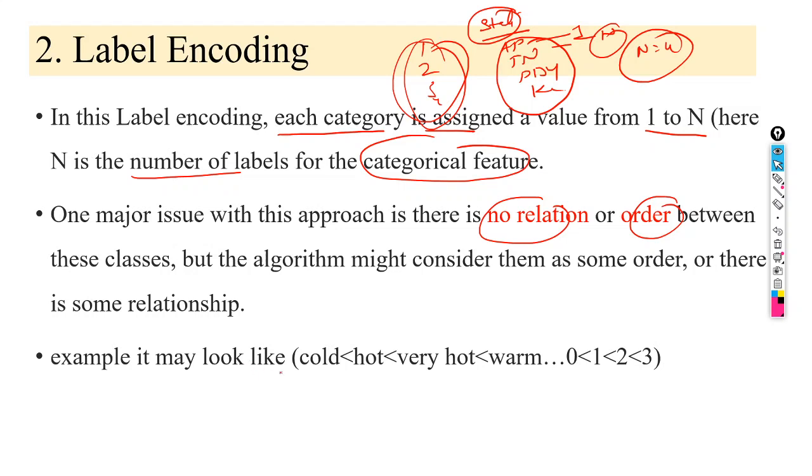So here, for example, if you see cold, hot, very hot, and warm. This is ordered. This is the ordinal data type. What is meant by ordinal data type? Ordinal data type means order of the data. So here there is an order. Here we assign the values: cold 0, hot 1, very hot 2, and warm 3. So 0 is less than 1, 1 is less than 2, 2 is less than 3. But there is no relation among these numbers.